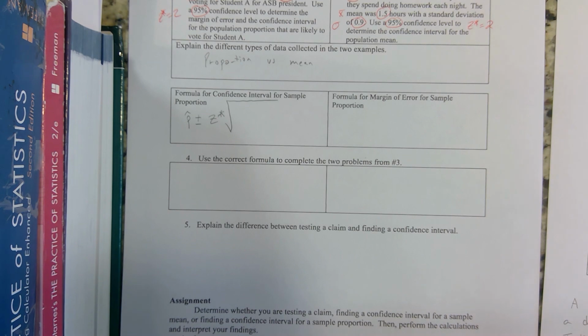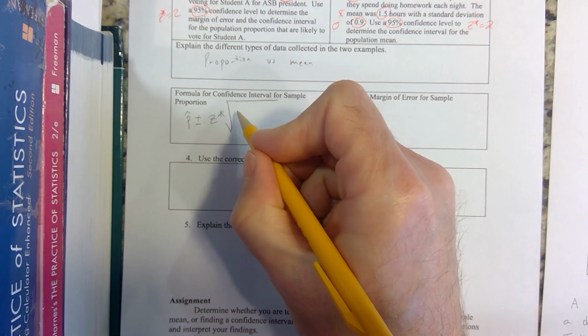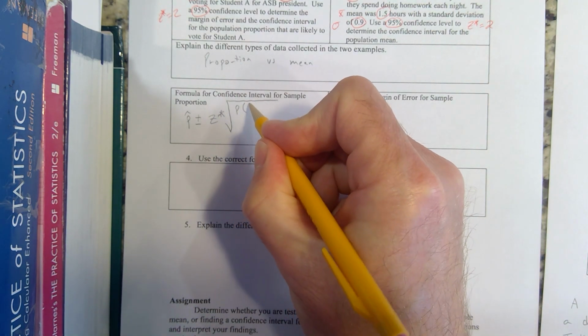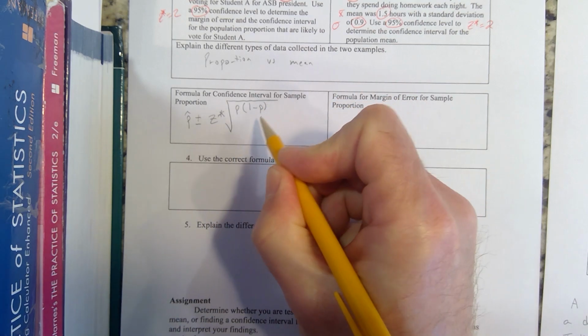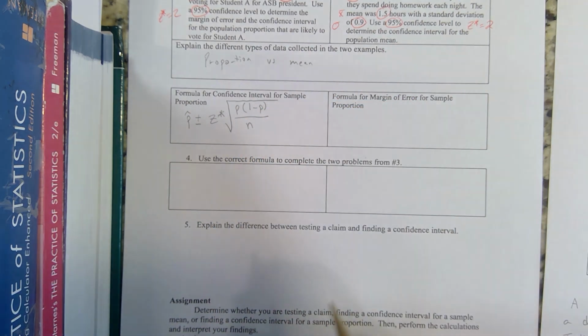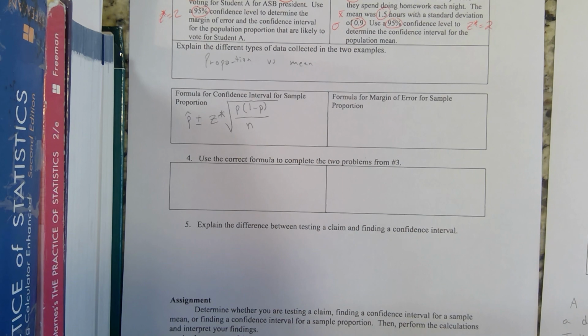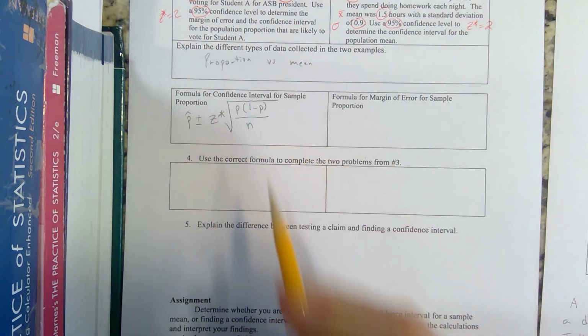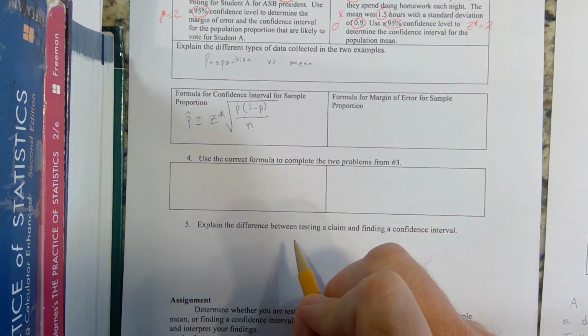Whenever you're dealing with a proportion problem, the standard deviation will always be the proportion multiplied by 1 minus the proportion, divided by the sample size. And square root that whole thing. Okay. And of course this piece over here, the amount that you add and subtract, that is the margin of error.